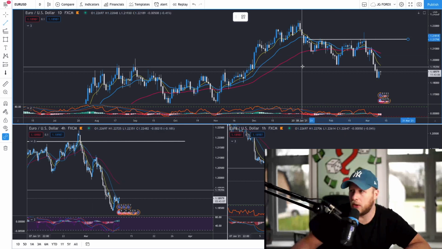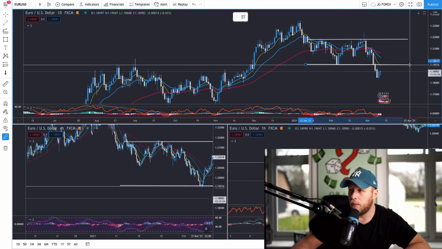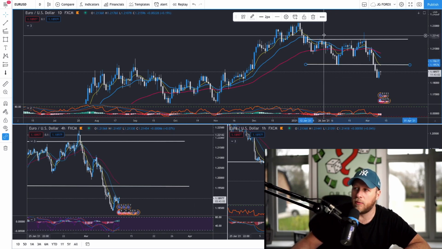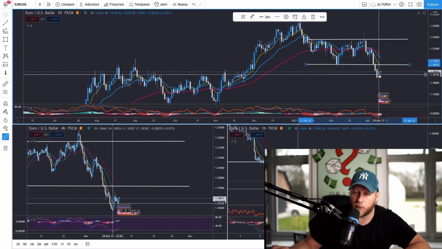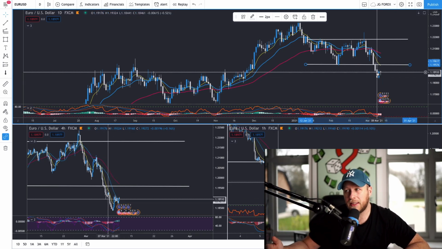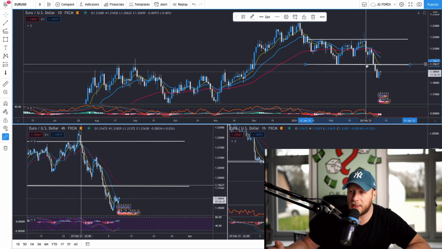I'm just going to draw this on so you guys can see it. We had this nice little zone here where we had resistance, support, and then finally we broke through that support level with strong bearish momentum. And what that signified is we're likely to see this level become resistance.